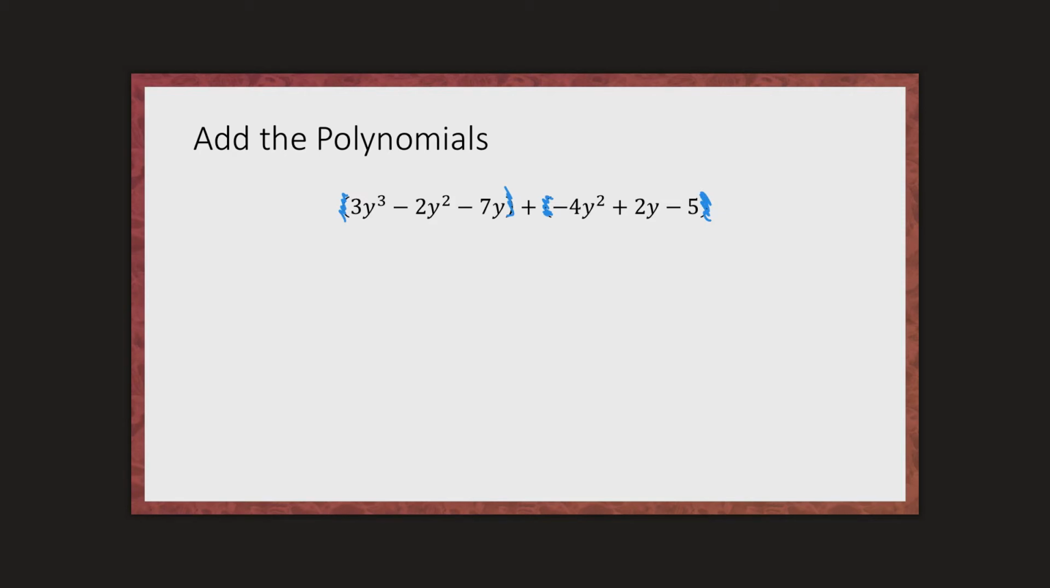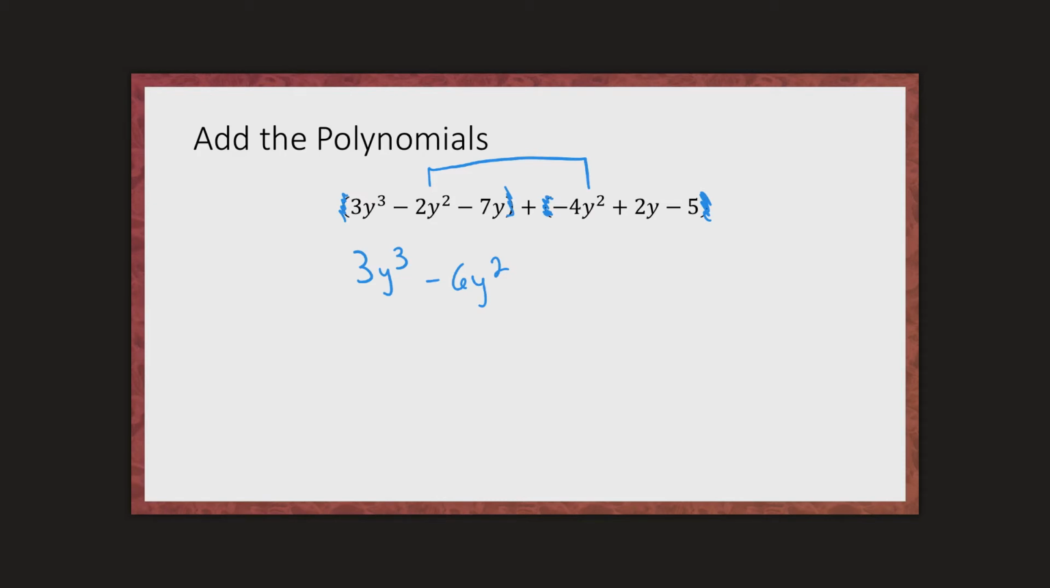Okay, so now we go back to combining like terms. So 3y to the third, there are no other like terms. There's no y to the thirds anywhere else in this problem. That will carry over into our answer. And then we have negative 2y squared and negative 4y squared. So I'm going to add those two together. That will give me negative 6y squared, or minus 6y squared.